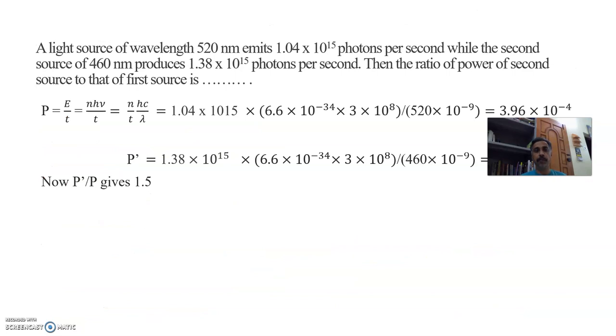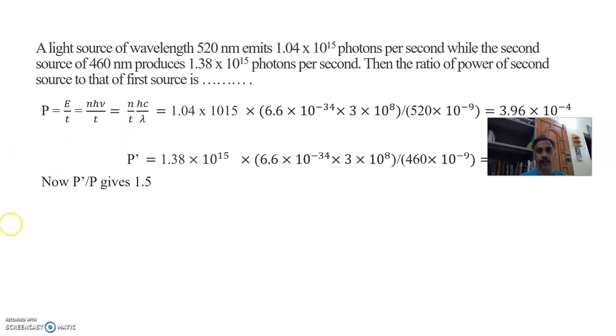And one more, the third problem: a light source of wavelength 520 nanometer emits 1.04 into 10 power 15 photons per second, right? N is given here, wavelength is given, while the second source of wavelength 460 nanometer produces 1.38 into 10 power 15 photons per second. Then we have to find out the ratio of the power between the second source and the first source, right? First we calculate the first one.